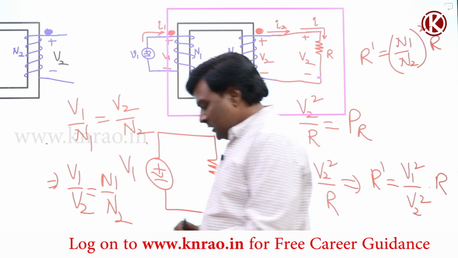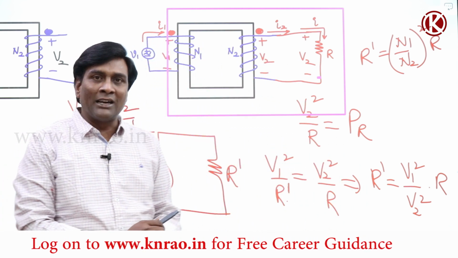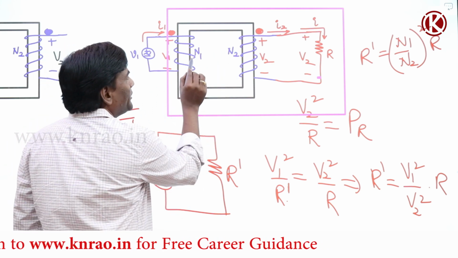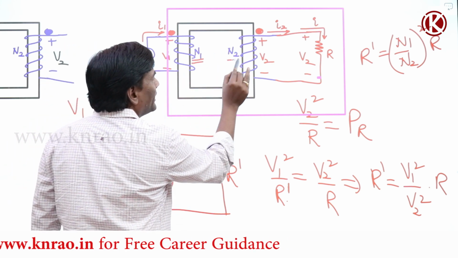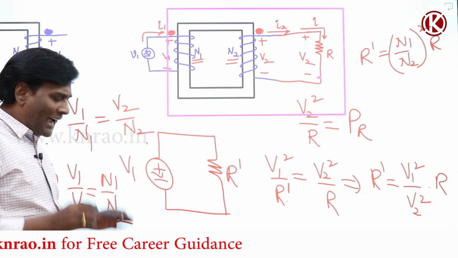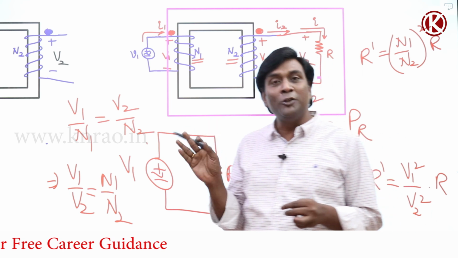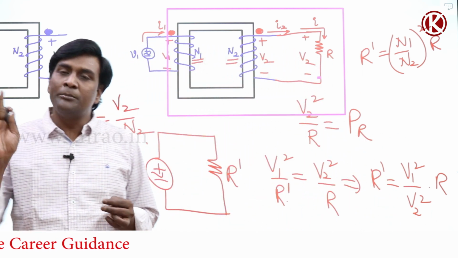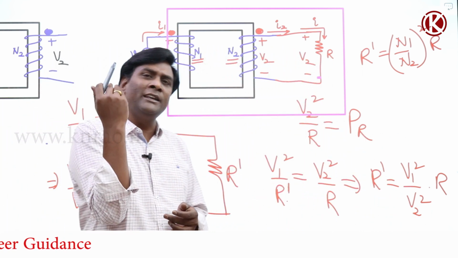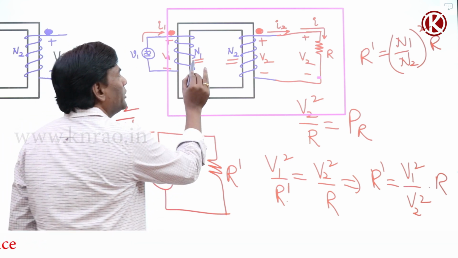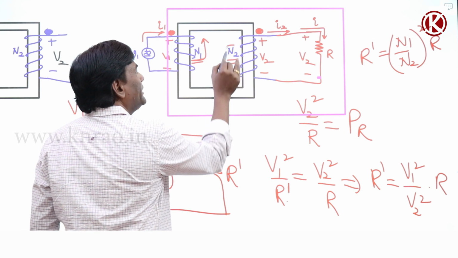Now, from the current point of view, let us see. From here to here, for example, if N1 is more, N2 is less. I hate the concept of turns ratio, because I am from electrical, I know. Turns ratio should not be used. We already discussed that in transformer machines. If N1 is more, N2 is less.